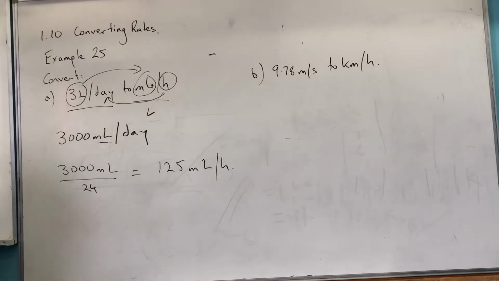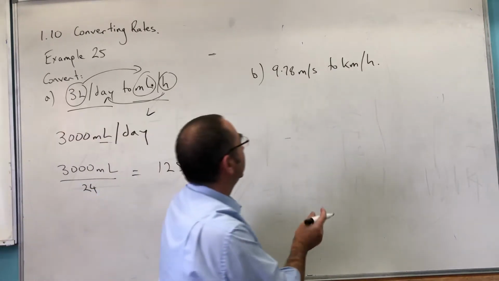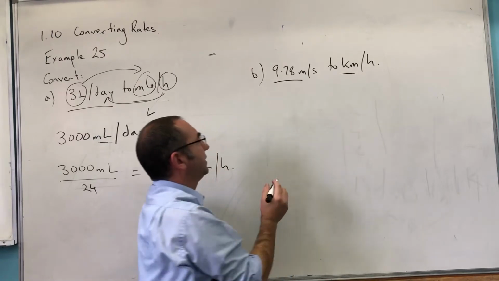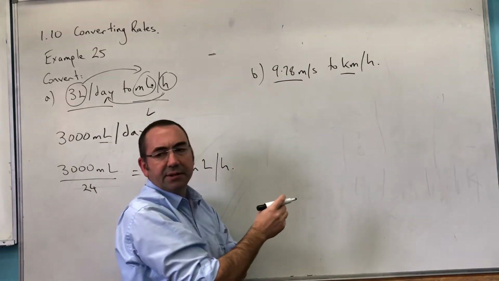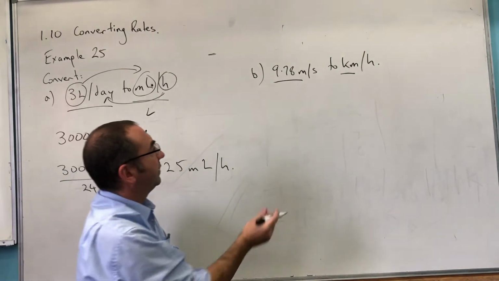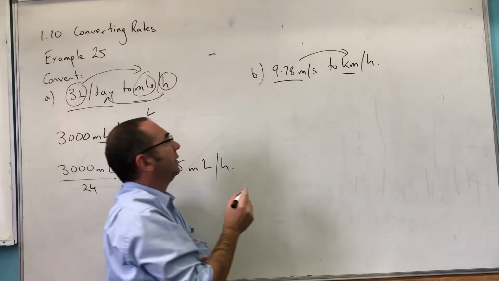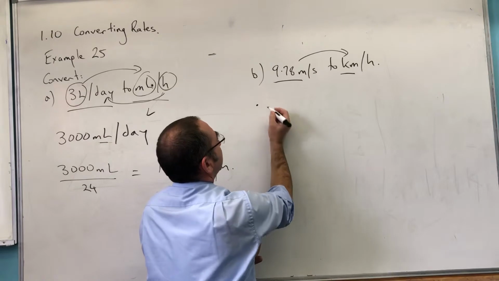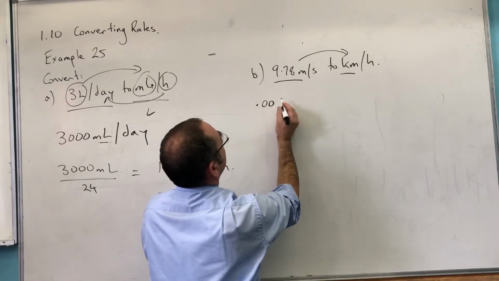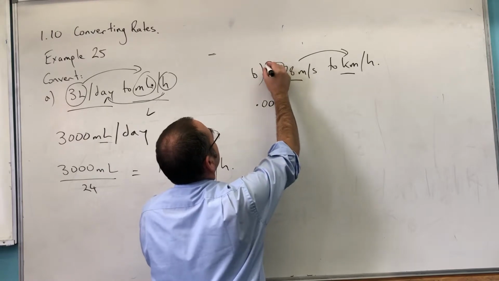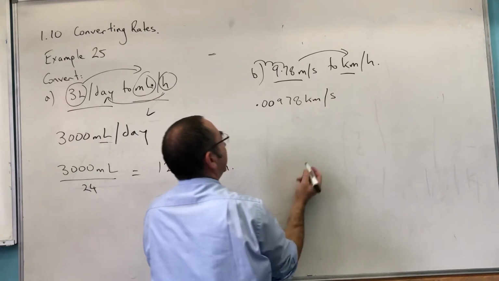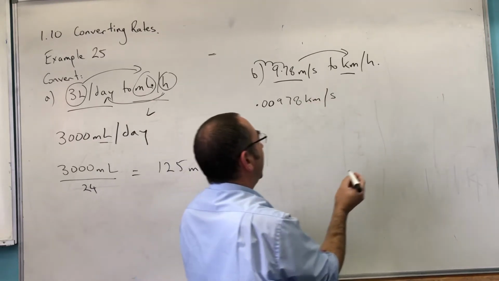Okay, let's try it again with metres per second to kilometres per hour. So here, the first conversion we're going to do is from metres to kilometres. We know that there are 1,000 metres in a kilometre. So in going from metres to kilometres, we need to divide by 1,000. So that would be 0.00123,978 kilometres in a second, which we need to convert to kilometres an hour.